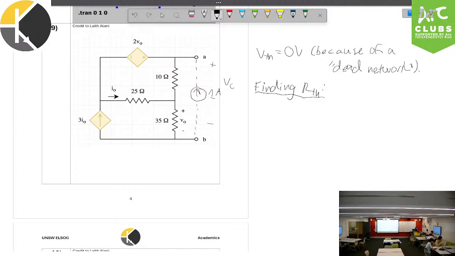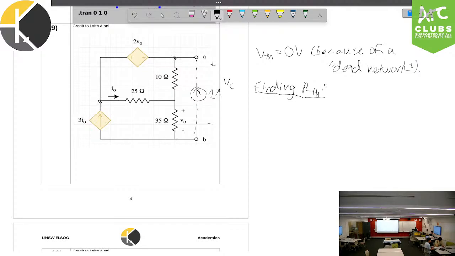Now, in order to solve this, there are multiple different ways you can. You can, of course, use nodal, you can use mesh. Mesh might be a bit easier here, but we might just use nodal because I find that a lot of students are uncomfortable with nodal, so we might as well get some more practice with nodal.